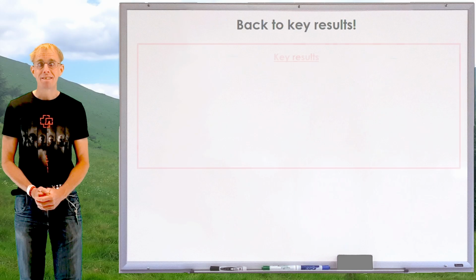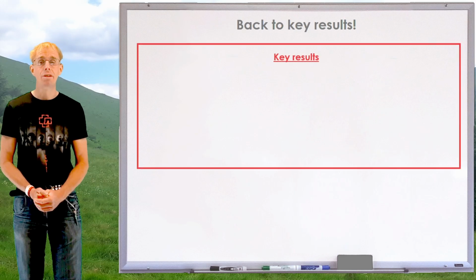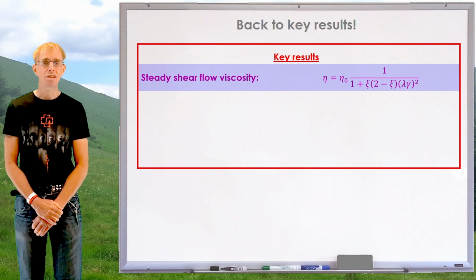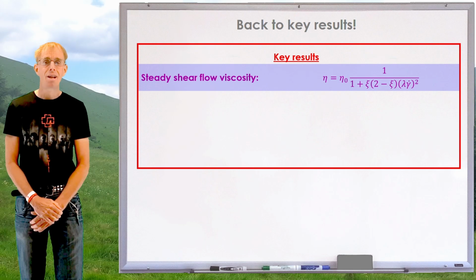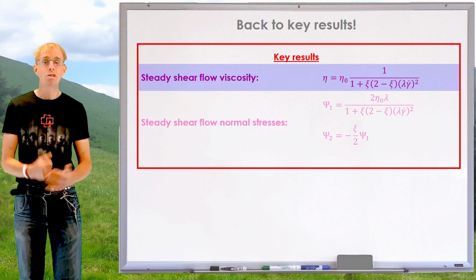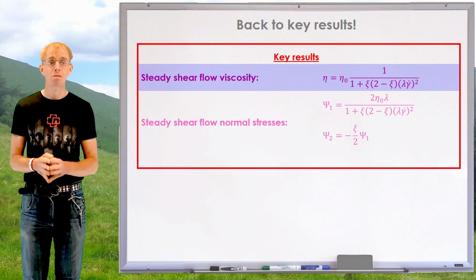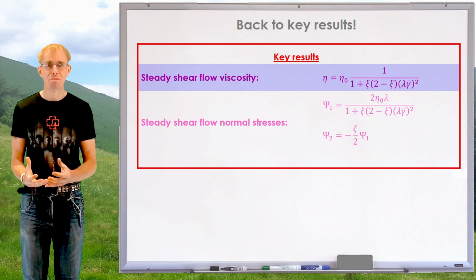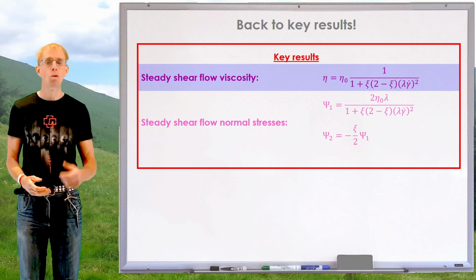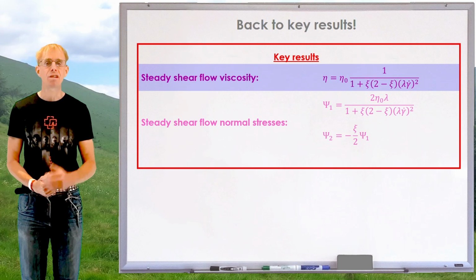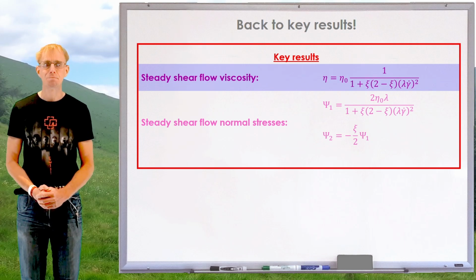That is the key result that we quoted in the previous part of this lesson for PTT for its steady shear viscosity. It's exactly the same analysis to get the normal stress coefficients. I'm not going to do that right now, but we already have all the information from this analysis to write out what psi1 and psi2 are. So you might want to go away and see if you can obtain these two results.